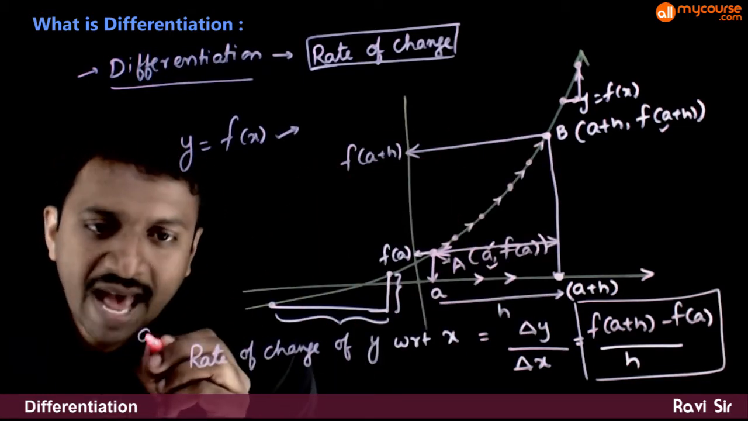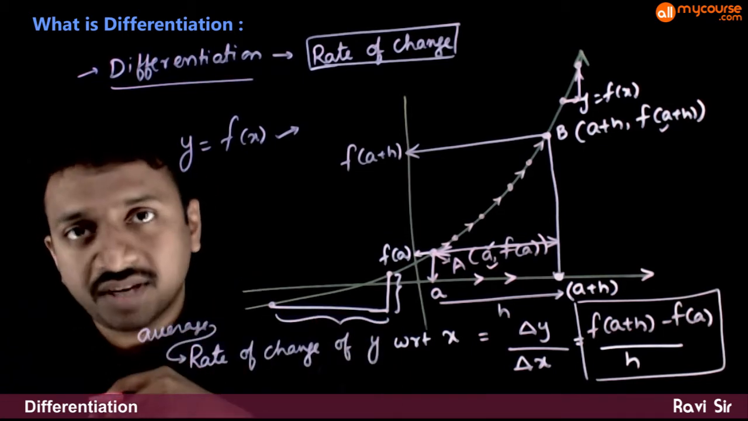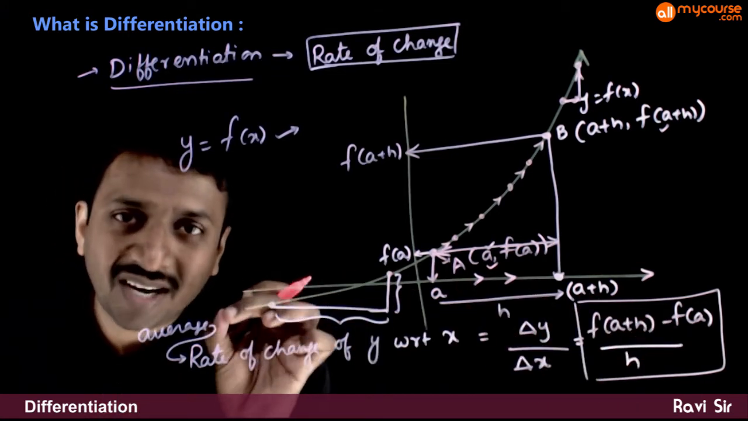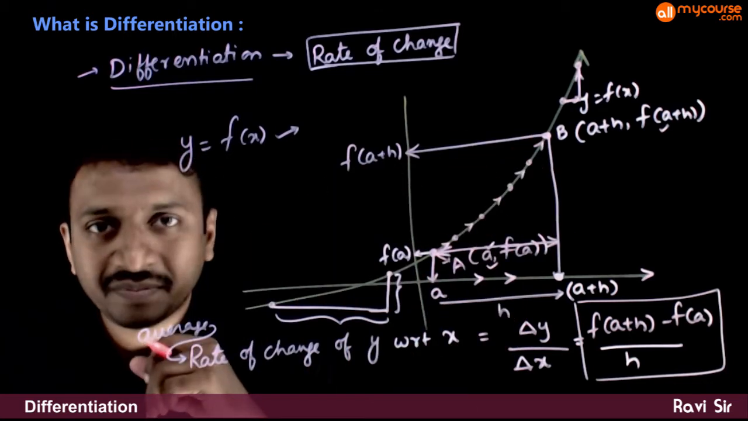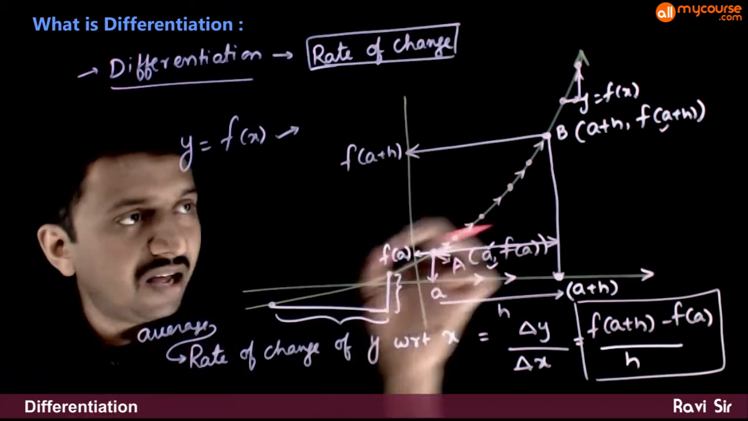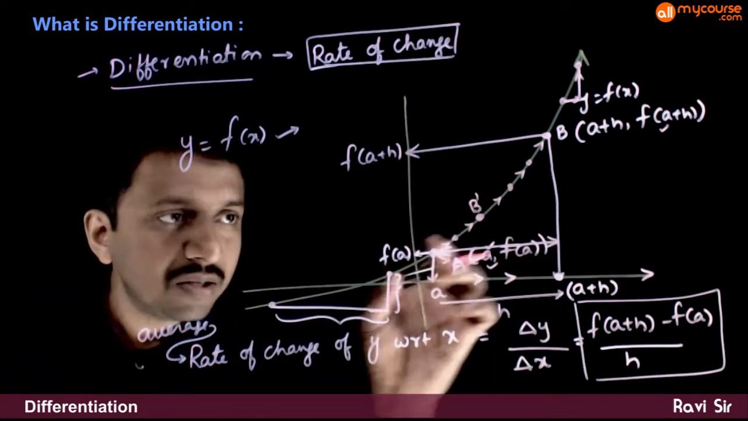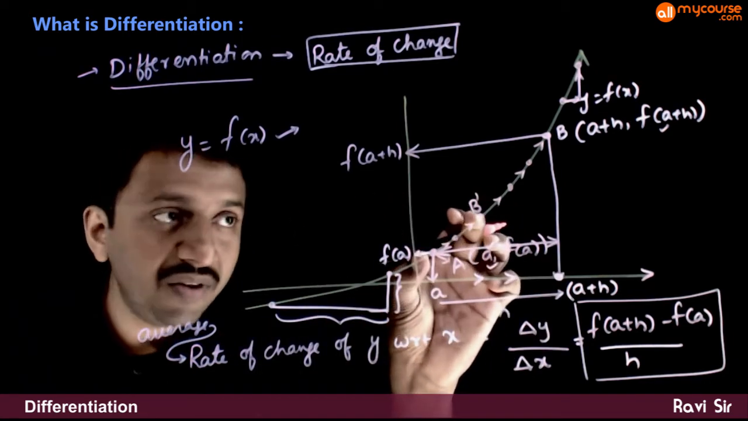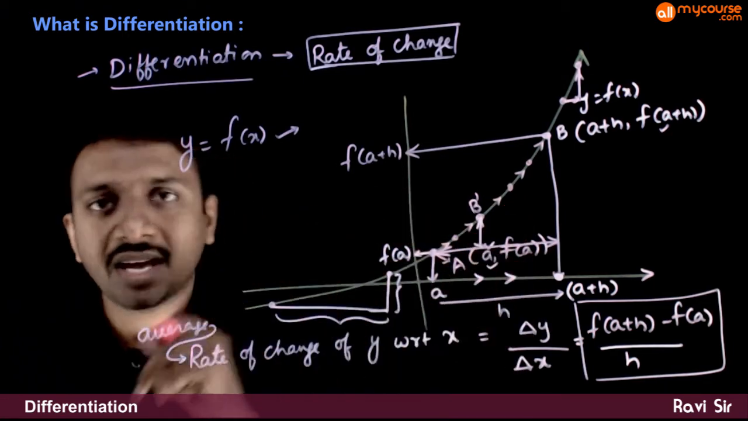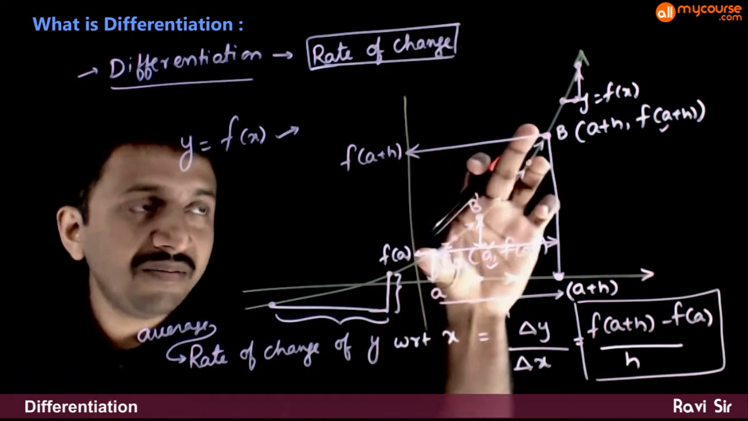So I call this the average rate of change of y with respect to x. This rate of change is not the rate of change at any particular point. It is the average rate of change between A and B. Now instead of going to B, if I stop here, B dash, what is the rate of change between A and B dash? You have to calculate the corresponding change in y and the corresponding change in x. As you can see, this rate will be different from this rate.